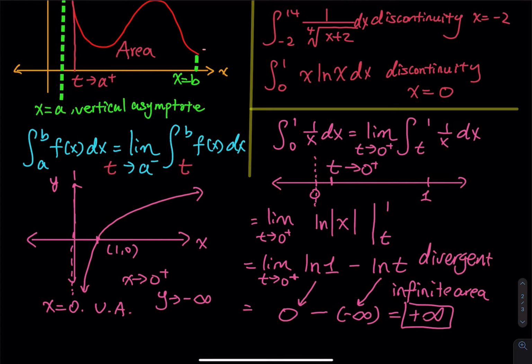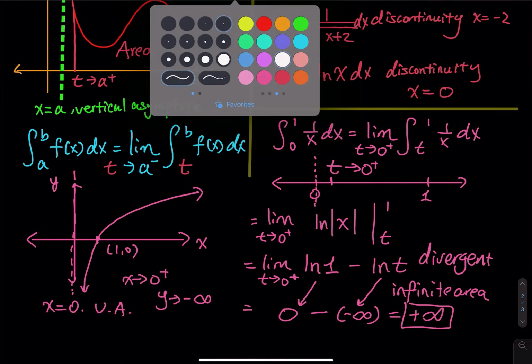All right, so that's the first one. Let's move on to the next one. So look all the way up. You have the integral from -2 to 14, 1 divided by the 4th root of x plus 2. And then you can see that when x is equal to -2, we have a discontinuity, and the -2 is my lower limit. So let's switch to another color for the next one.